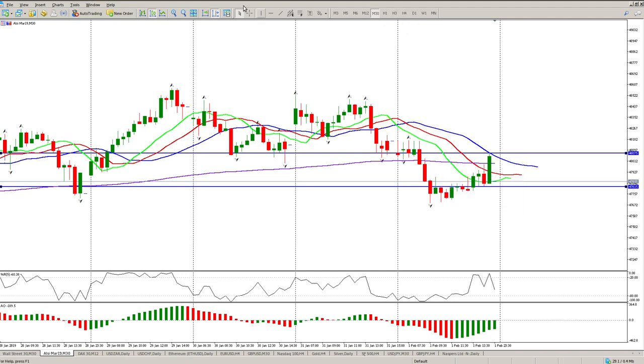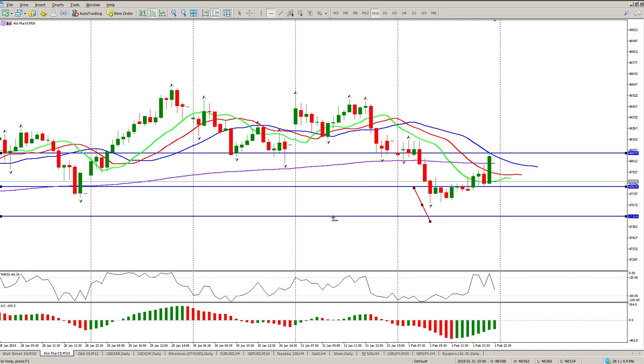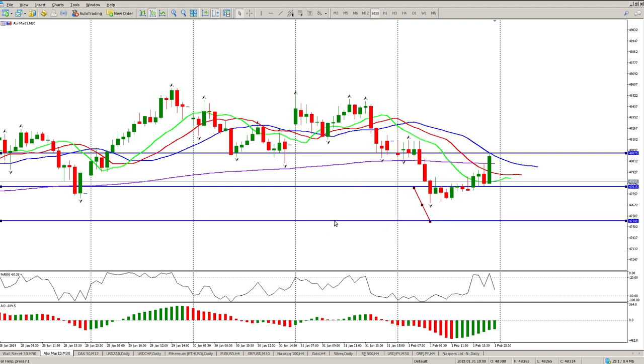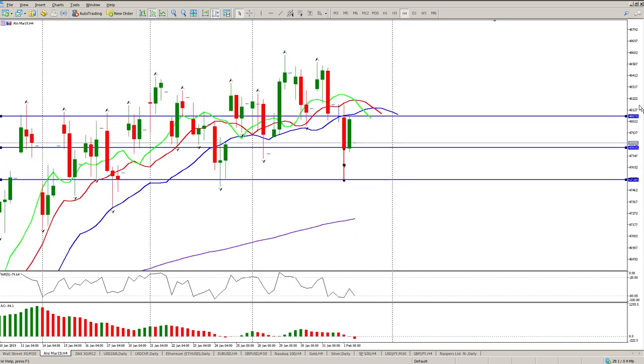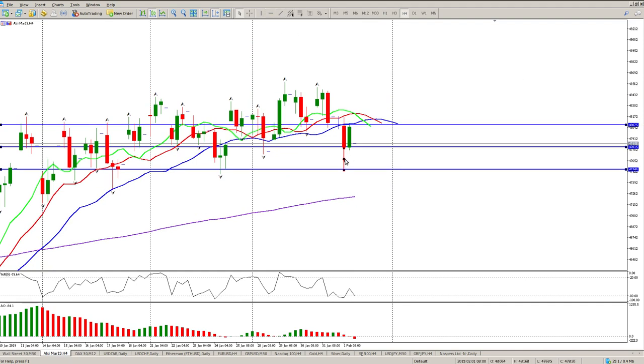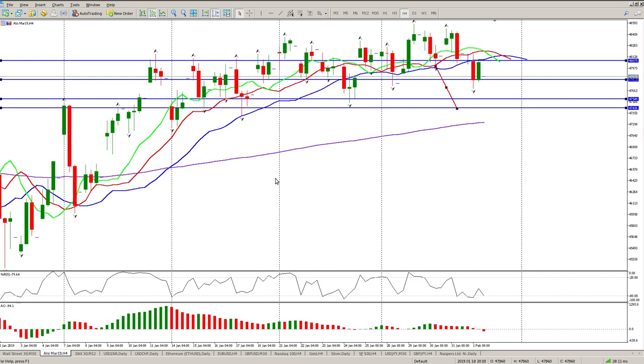And let's just get both those levels in. So that's our first level. And then get the 4-hour double top here, and extend that to there. Okay, so that's kind of what I'm looking at. I really expect we're going to break back down to the downside.